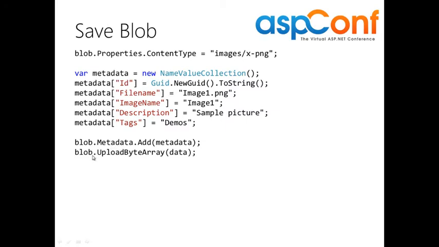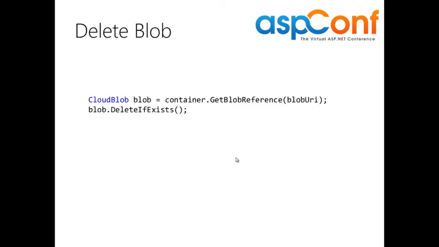And then this line right here is a common one you use in a web role, blob.uploadByteArray, and pass in an array of bytes. So if you're giving your users the ability to upload items to blob storage, this is a common way you would do it using this method. And then deleting the blob: once you have the container, you get a blob reference, and you call blob.deleteIfExists. That just deletes it.